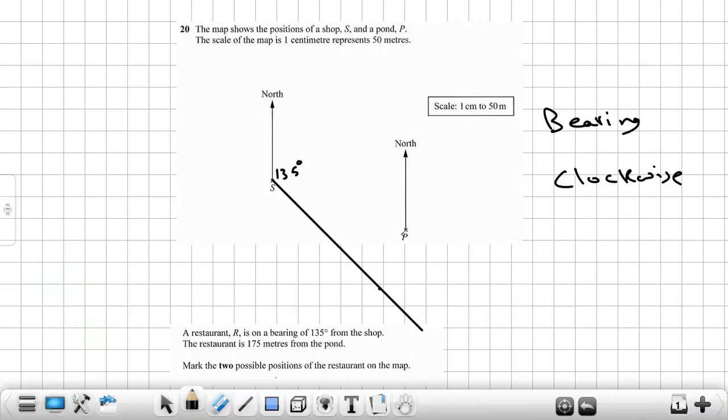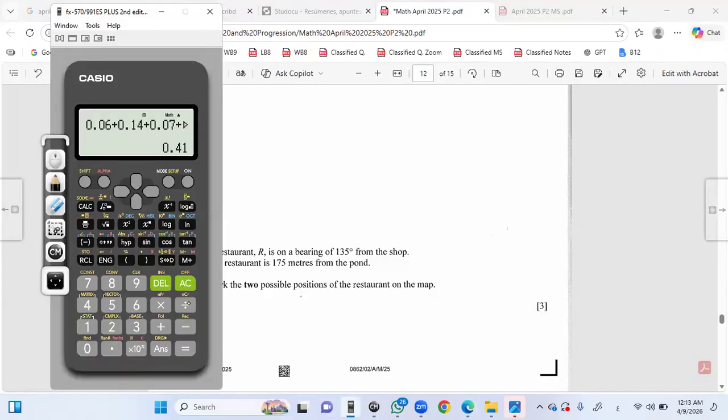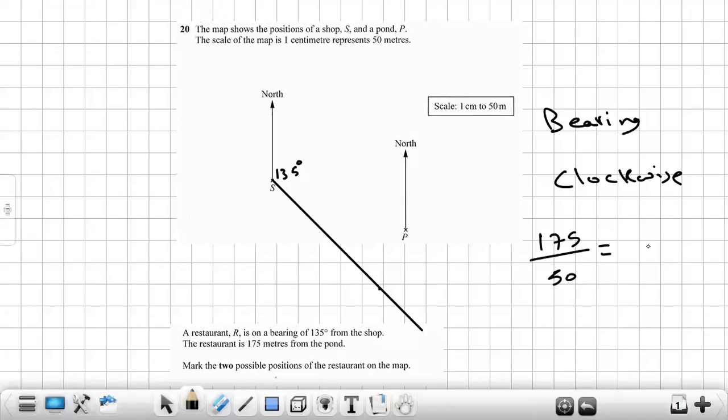But they told you that from P, the distance is 175 meters from the pond. So from the pond, it's 175 meters. What is 175 meters in centimeters? Because this is a scale drawing. So it is 175 divided by 50 meters, which is going to give you exactly what using the calculator? 3.5, yes, 3.5 exactly. Getting back to the application over here. So I know that this is 3.5 centimeters from P.